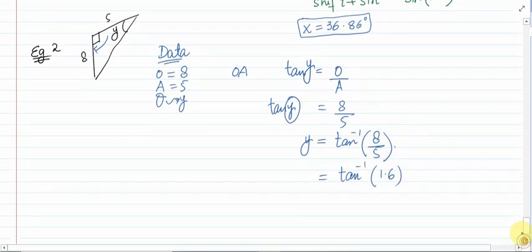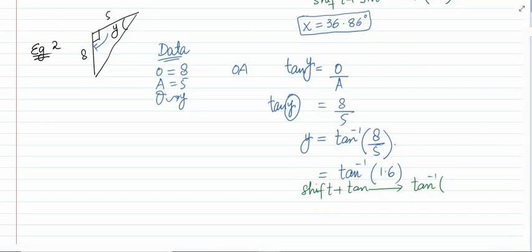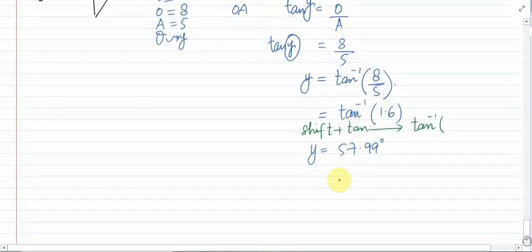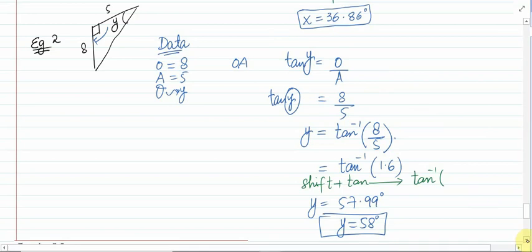For tan inverse, what you need to do, same step, shift plus tan gives you tan inverse with open bracket, right? So when you find the tan inverse, it gives you a value of 57.99 degrees. So we take it as 58 degrees, right? That is the value of y.